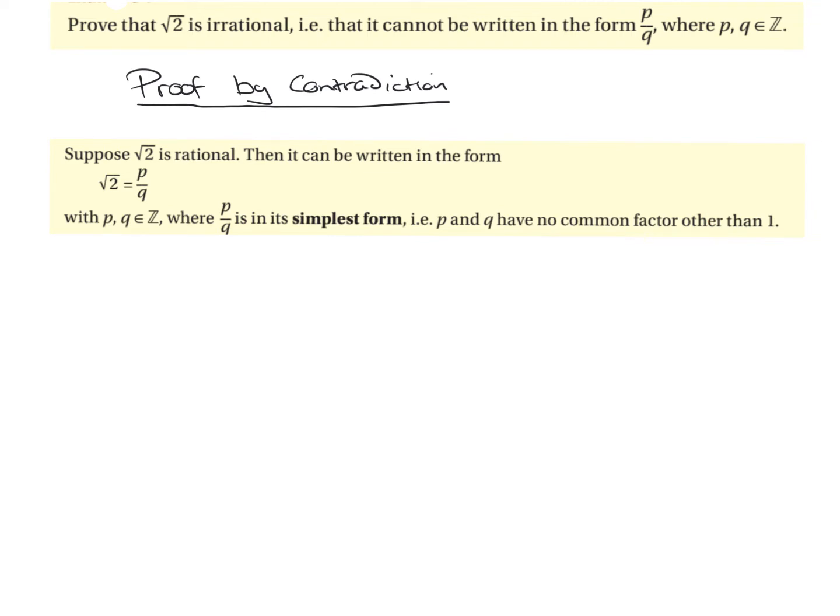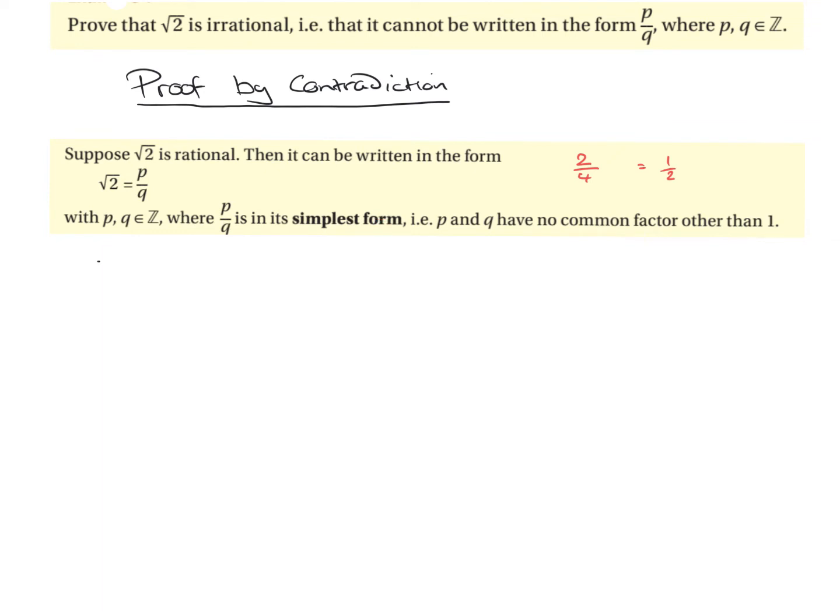So I can't say that we have a fraction, and I'm just going to give you an example here, of 2 over 4, because that is not in its simplest form. We know that 2 over 4 in its simplest form is equal to a half. So that statement, where p over q is in its simplest form, is the important one here. This is the one that we're going to try and contradict. Okay, let's get on with the proof.